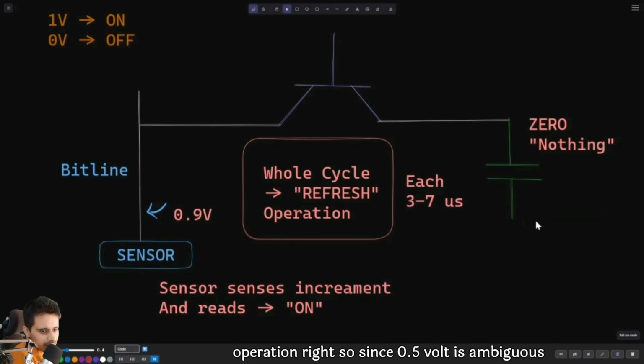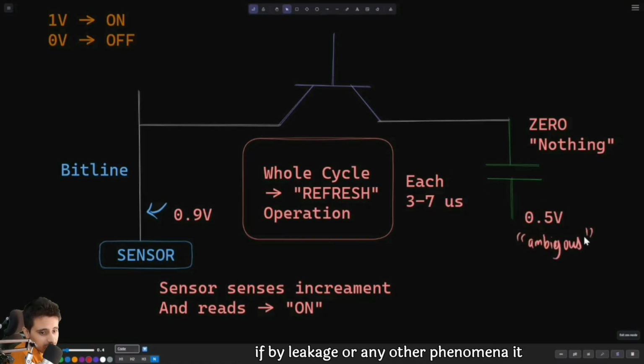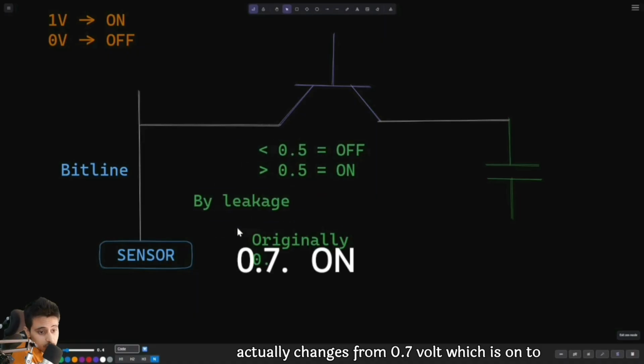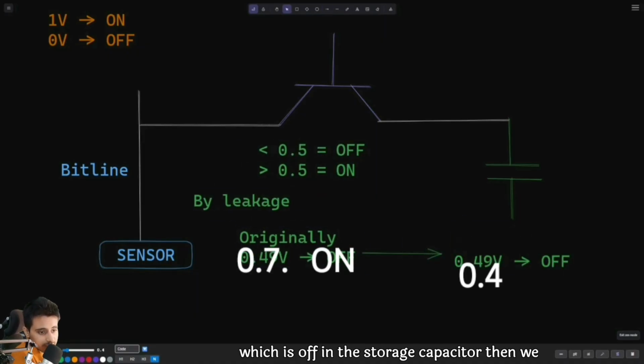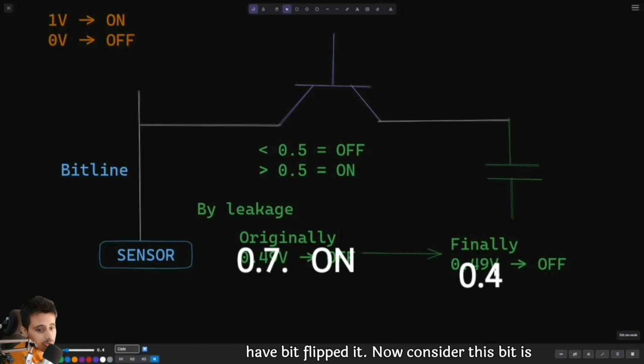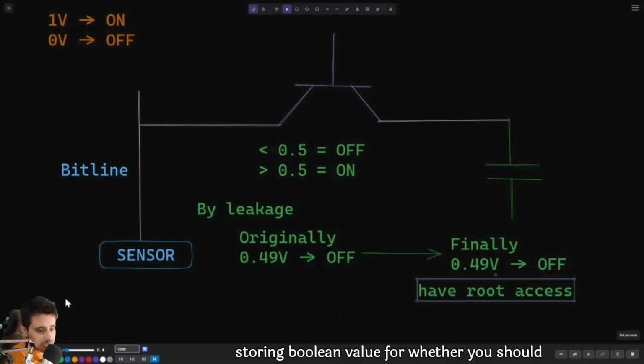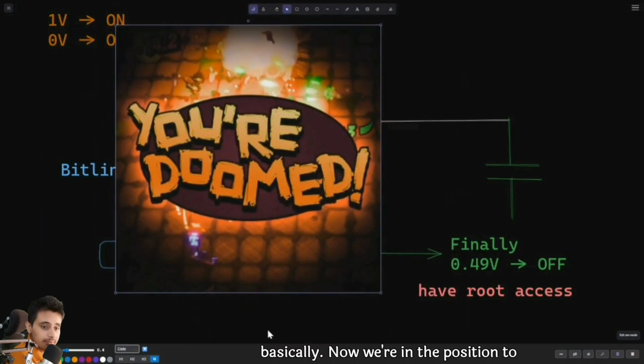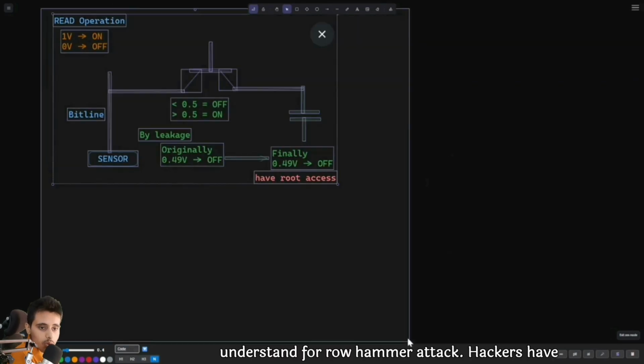Since 0.5 volt is ambiguous in the capacitor, if by leakage or any other phenomena it changes from 0.7 volt, which is on, to 0.4 volt, which is off, in the storage capacitor, then we have a bit flipped. Now consider this bit is storing a Boolean value for whether you should have root access or not in your computer. You are doomed, basically. Now we're in a position to understand the Rowhammer attack.